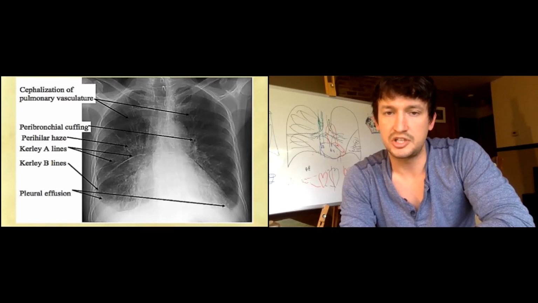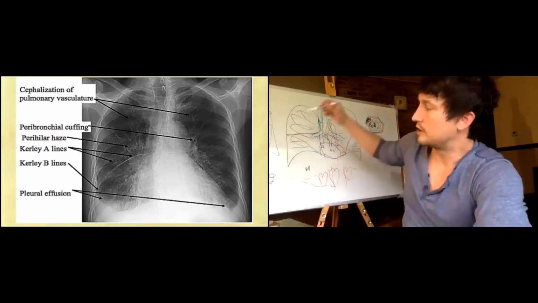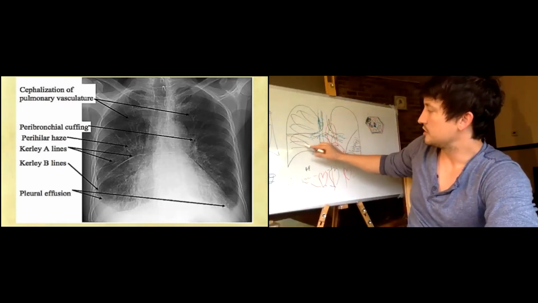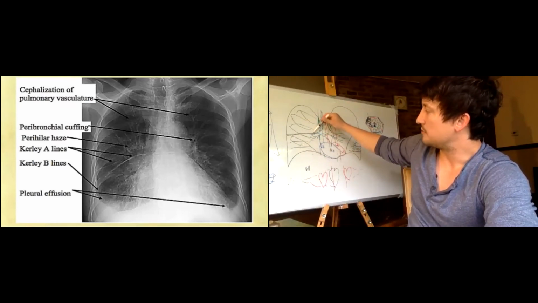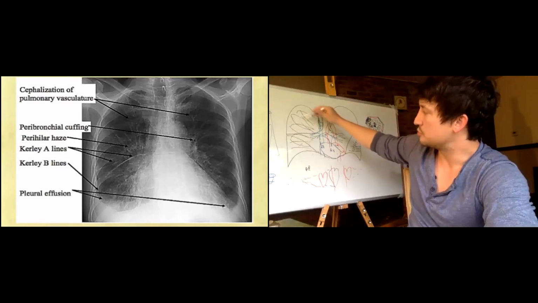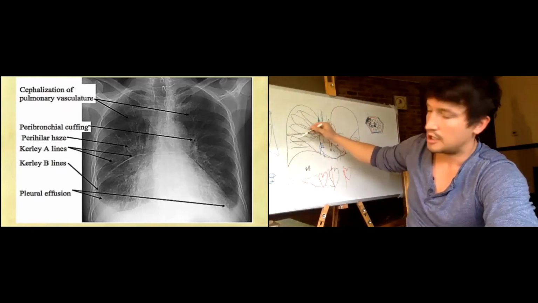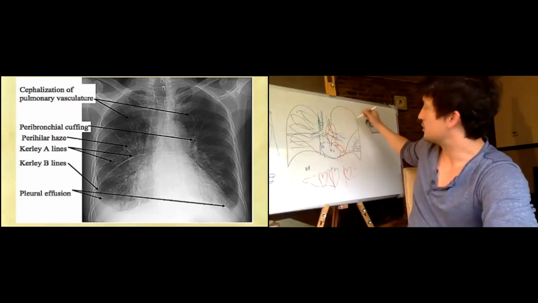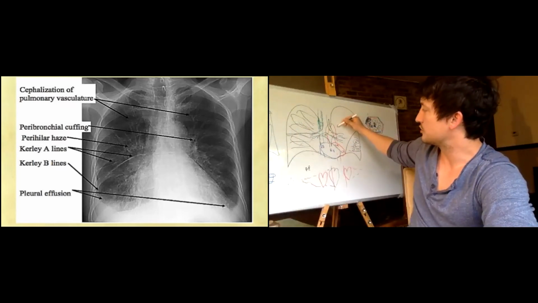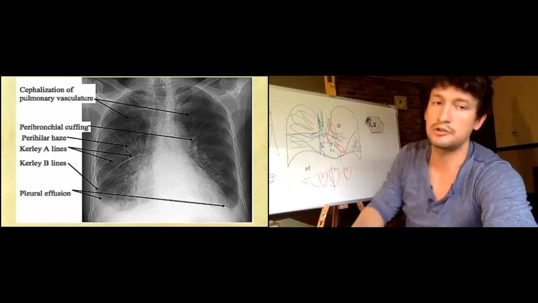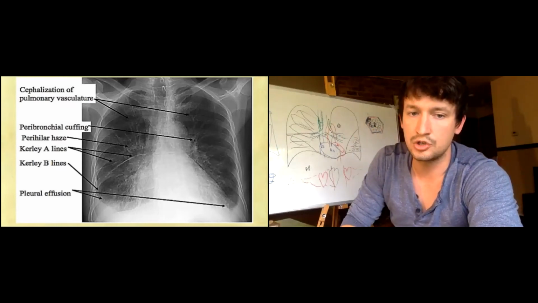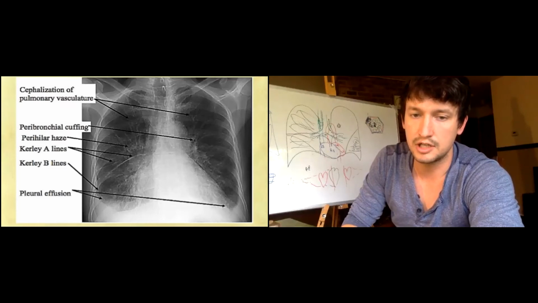Starting from the top, you're going to get cephalization of the pulmonary vasculature. As there's increased pressures, usually you see a lot of vasculature down below and not as much up top, but you're going to start seeing more pressure pushing the vasculature up top. And then you're going to get this peri-bronchial cuffing, which is just bronchioles that have a little fluid, a little edema around them. And then the curly B lines are the other thing that a lot of people talk about, and pleural effusions. We'll see the curly B lines on the next slide.